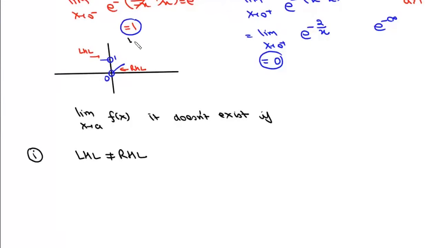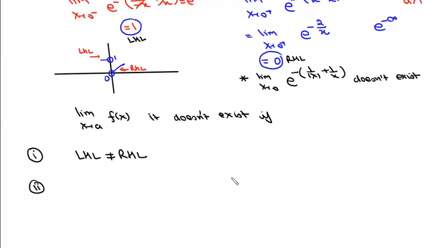In this case, left hand limit is 1 and right hand limit is 0. So for this one, we'll simply say this limit x tends to 0 e to the power minus 1 upon mod x plus 1 upon x does not exist.